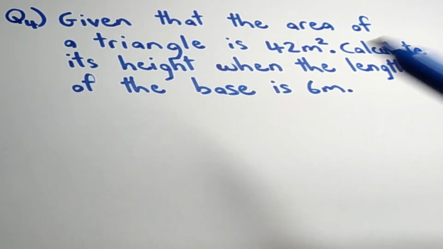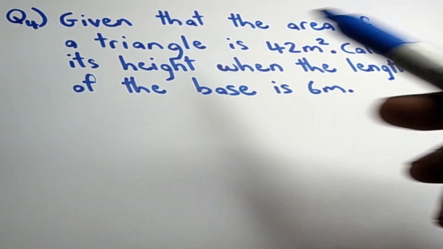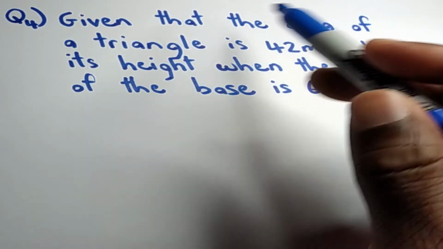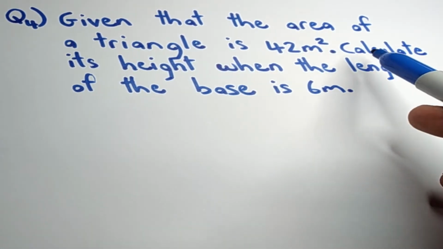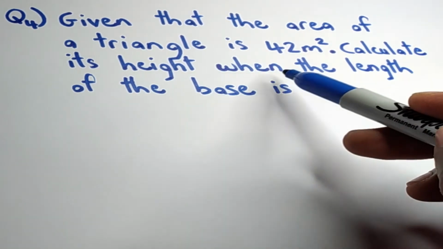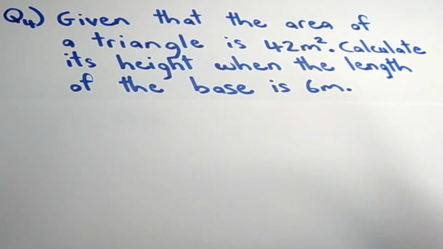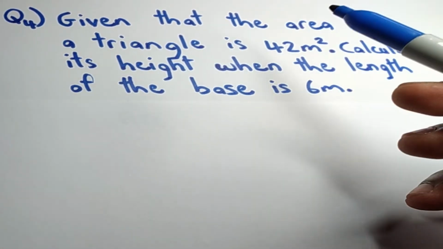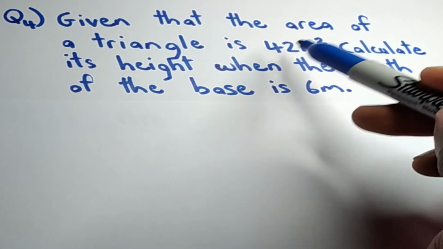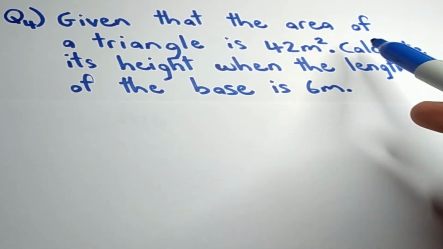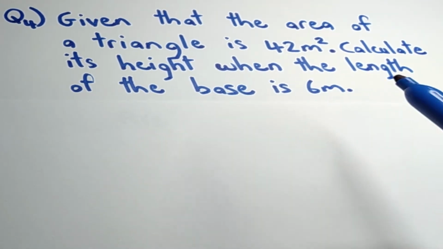Now we're looking at question 4, the final question that we'll be looking at in this video. Given that the area of a triangle is 42 meters squared, calculate its height when the length of the base is 6 meters. What you would have noticed is that this question is a little bit different. We were given the area, which is 42 meters squared. We were also given the length of the base and we're asked to find the height.